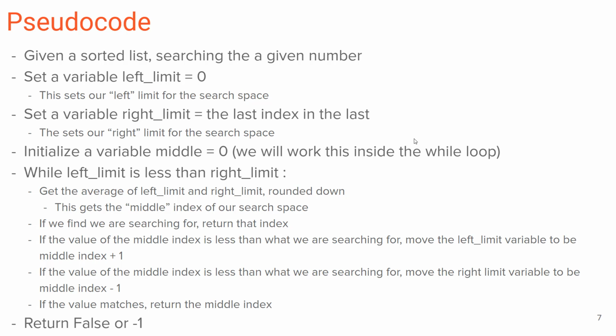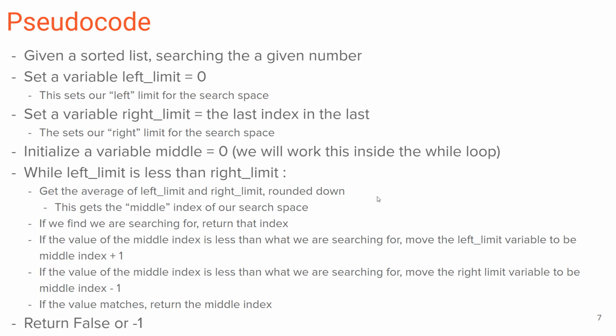We're going to initialize a variable called middle. Right now, we're going to set it to 0. We're going to mess with that in a second. If you've seen other examples of this, a lot of times people will use min and max for these left and right limits. That's fine. I thought spelling it left limit and right limit would make it a little bit easier conceptually to understand, but you can name these whatever you want.